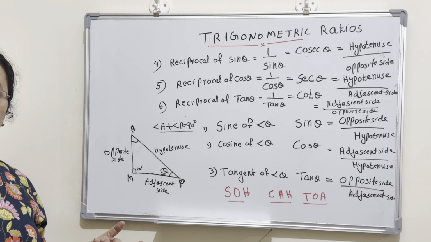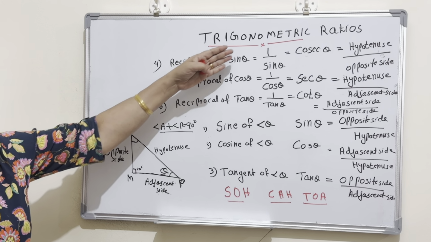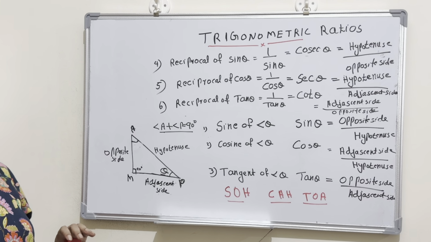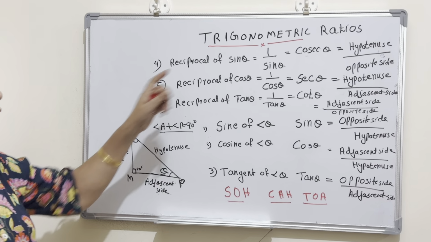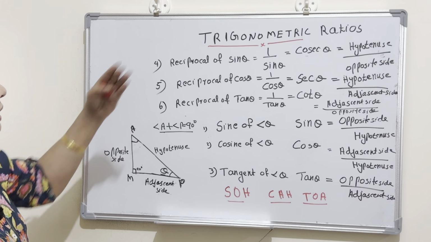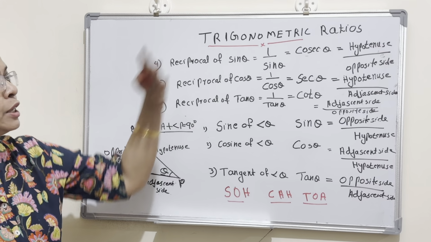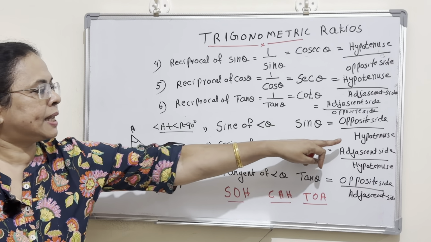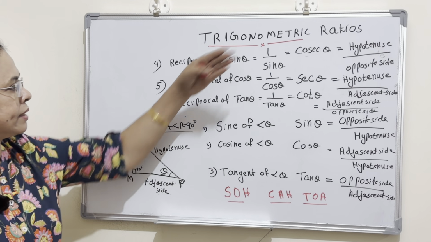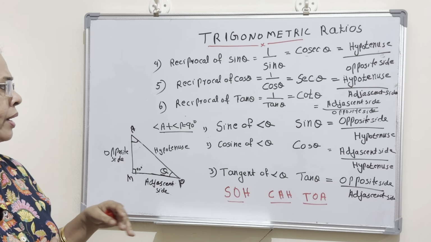The next 3 ratios are just reciprocals, right? Reciprocal of sin theta, 1 by sin theta, is cosec theta. So, if you know sin theta, I can write the ratio cosec theta easily, because sin theta is opposite side by hypotenuse. Then cosec theta is hypotenuse by opposite side. Just reciprocal.